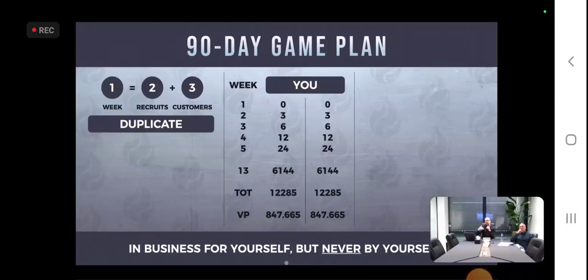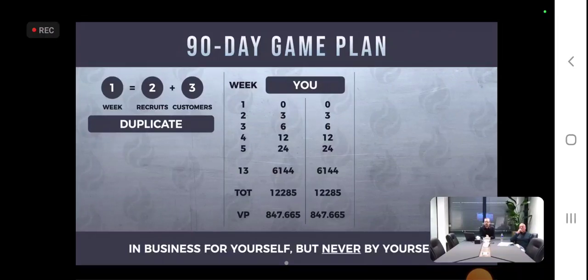So if you continue this plan for 13 weeks in a row, you get 2 recruits in your first week and 3 customers, and then you stop recruiting and you stop making customers, but you teach your team to do exactly the same in the first week. That means that after 13 weeks, you will have a total of 12,285 customers in your left team and 12,285 customers in your right team.